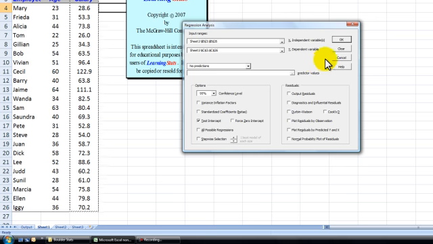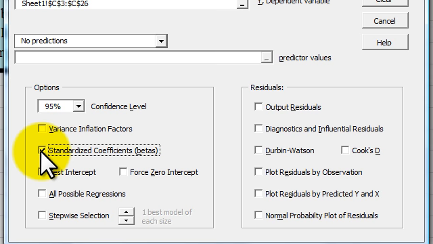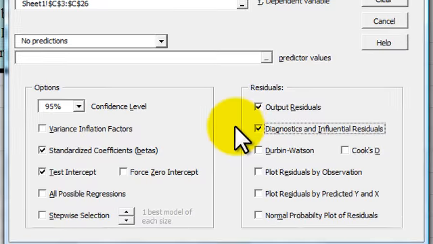The only other thing we're going to look at is, I want you to click on the standardized coefficients, we'll talk about that, as well as the influential residuals. Influential residuals are actually going to show us our outliers. So we'll see that more in the output. Click OK.